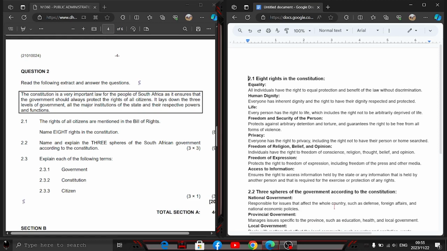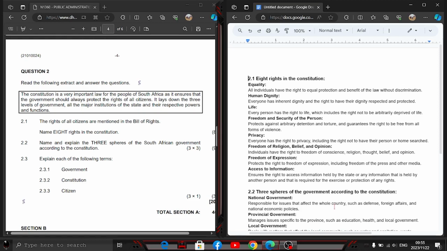Next right we have is freedom and security of the person. Now this means that it protects against arbitrary detention and torture and guarantees the right to be free from all forms of violence. As a human being, you are afforded the right to be free.